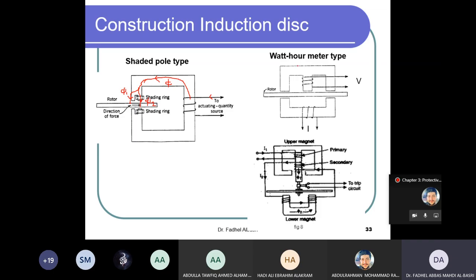We have also another type, the wattmetric type, where we have two coils instead of a shaded ring. One coil is connected to a voltage from a VT, for example, and this one is from a CT. Now the current in this coil will produce a flux phi1, for example, and the voltage applied from the VT will also produce flux phi2.